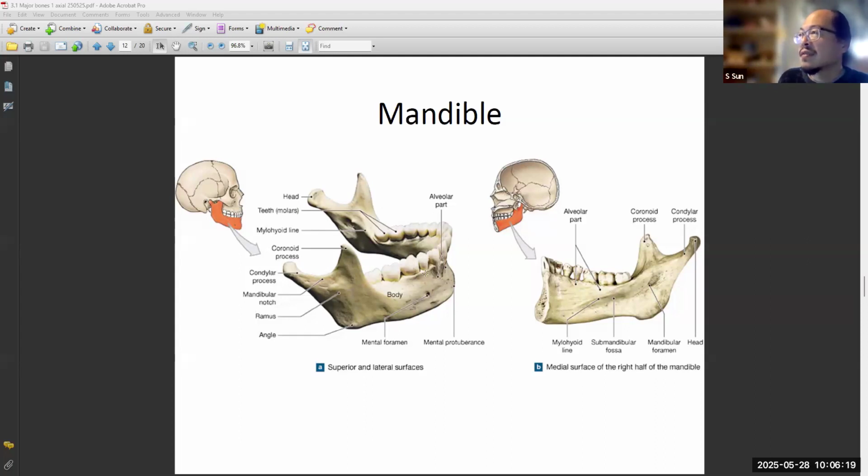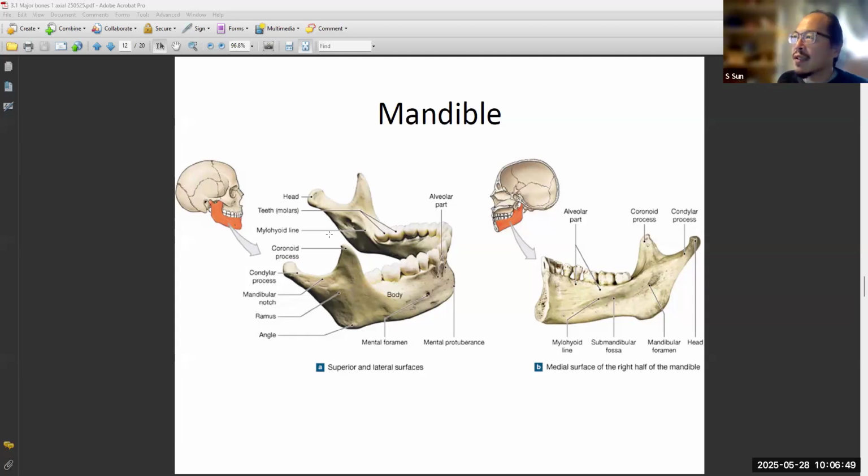We also have a protrusion for each tooth, and this is called the alveolar part of the mandible, which allows the tooth root to enter into it.